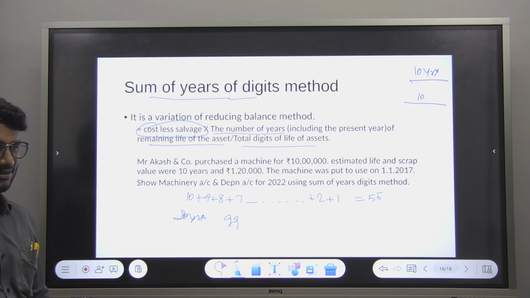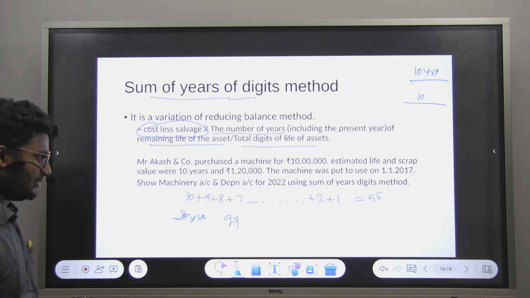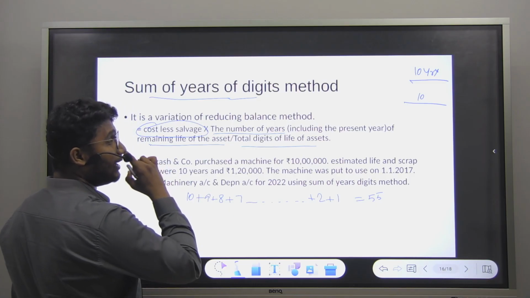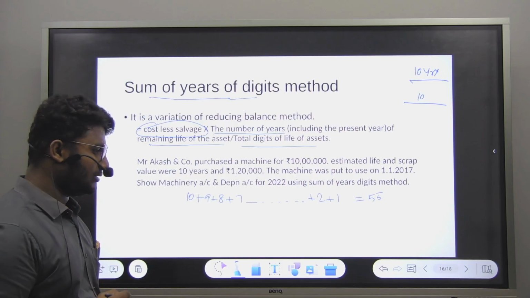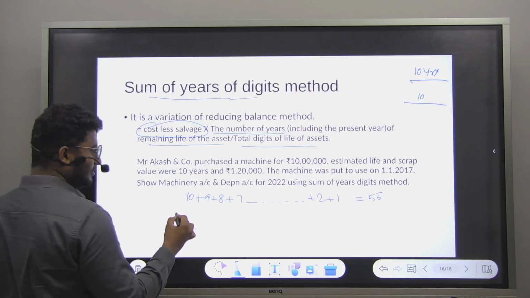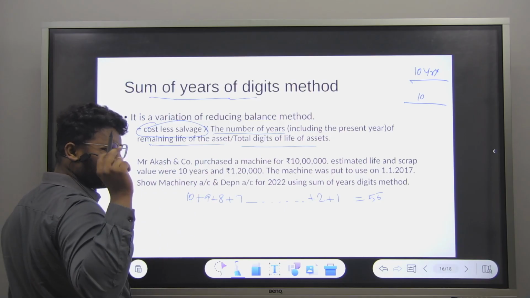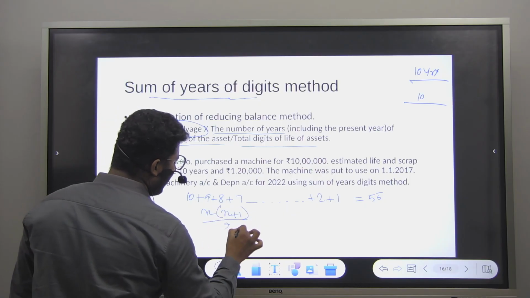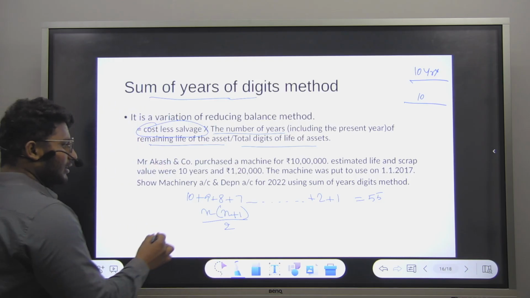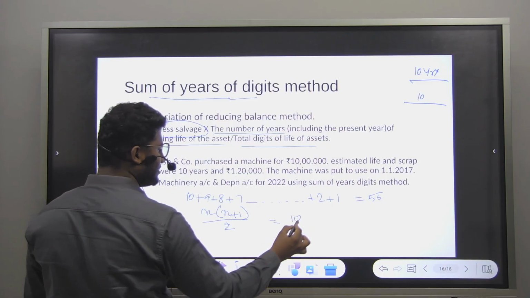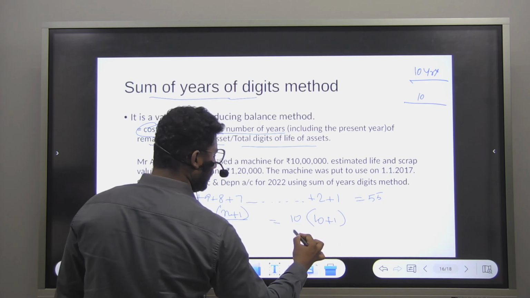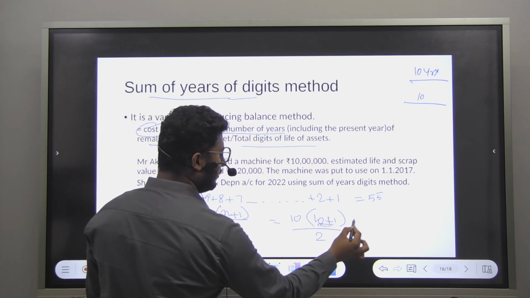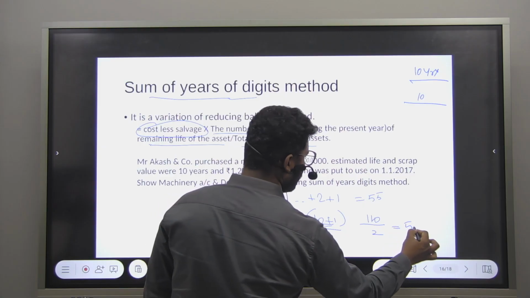Sir, if we go into the mathematical way, there's a formula. Yes, you know that formula? Yes, sir, the AP formula, the arithmetic progression formula. Okay, so that one also you can use. Apart from that, there is one simple formula, that is n into n plus 1 divided by 2. So here n is 10, so 10 into 10 plus 1 divided by 2. 10 into 11 is 110, divided by 2 comes to 55.